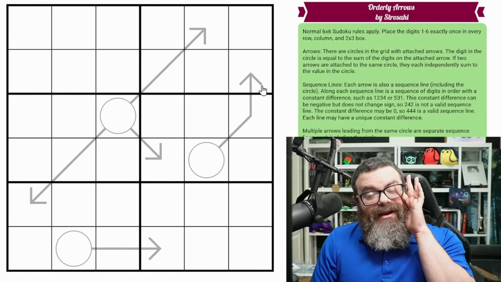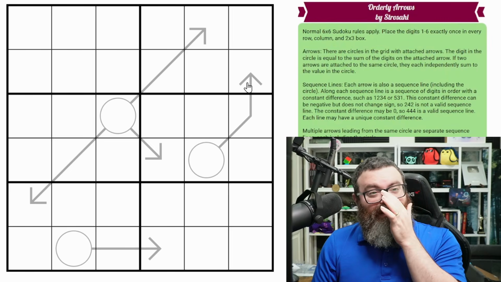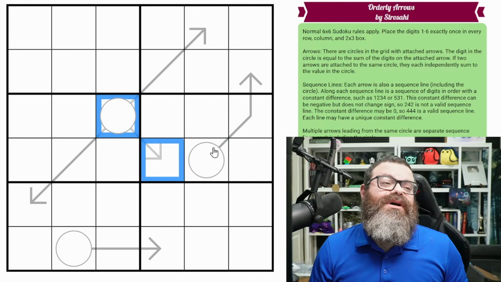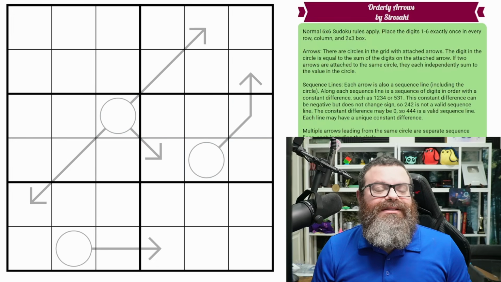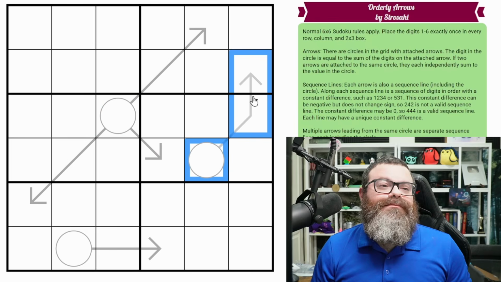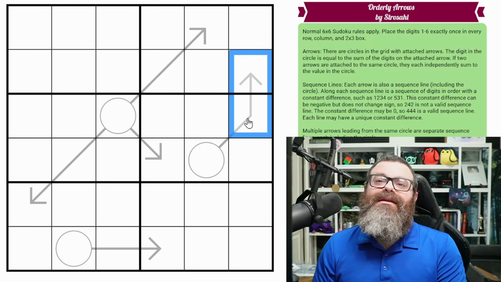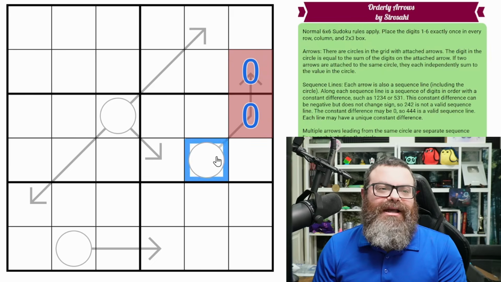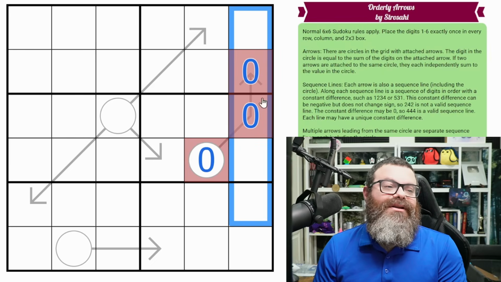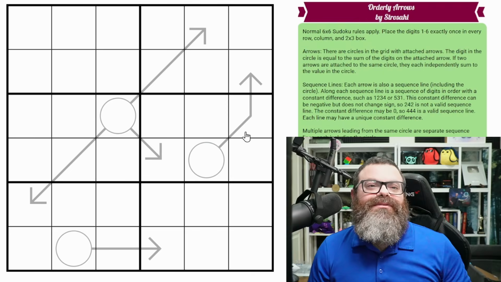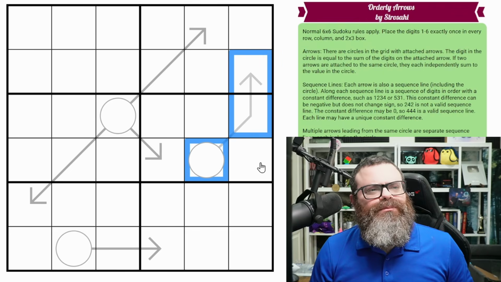Okay, I want to think about how sequence lines interact with the circles. We know that it's not a difference of 0, except for this one. This one is a difference of 0, but this is just a clone cell. That's not a big deal. All these other ones can't have a difference of 0 because how can we have 2n equal n? We don't have 0, right? If we had all zeros, maybe, but I don't think any of these can do that just because it's Sudoku anyway. So we're going to have a difference of at least 1.